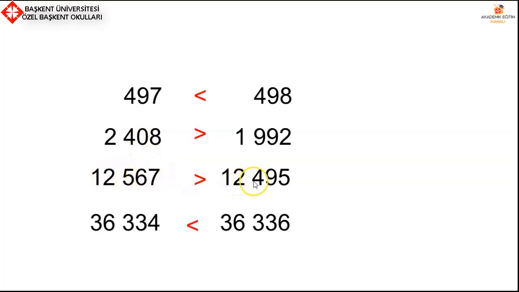12,567, 12,495. This is your bigger number, so your bigger part faces that number. 36,334, 36,336. This second number is your biggest number, so the bigger part of the symbol faces your bigger number.